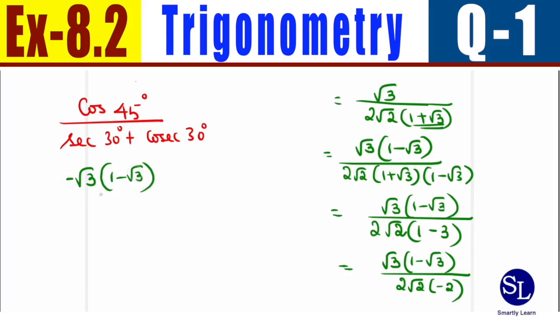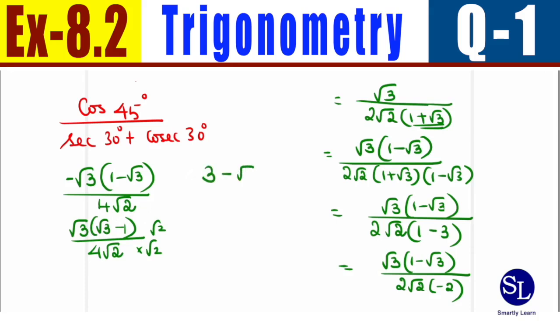So 1 minus root 3, the whole thing divided by 2 into 2 is 4. So this is 4 root 2. Now I'm pushing the root inside here. So this will become root 3 into, this minus sign is going out here. So this is root 3 minus 1, the whole thing by 4 root 2. I still don't want to leave it in the conjugate, although the answer is done. So I'm going to again multiply with root 2 in both the numerator and denominator. Before I multiply, I'm going to do this multiplication. So root 3 into root 3 is 3. 3 minus root 3 is your numerator, into root 2. The whole thing divided by 4 root 2 into root 2, which is 8.